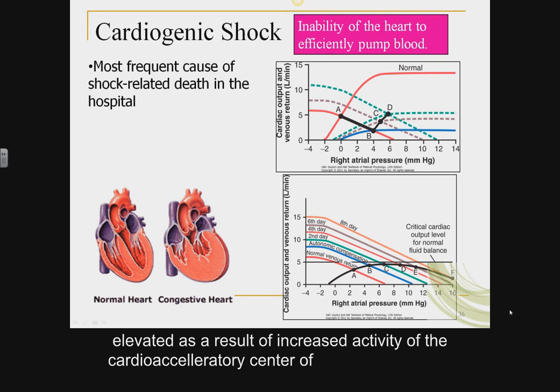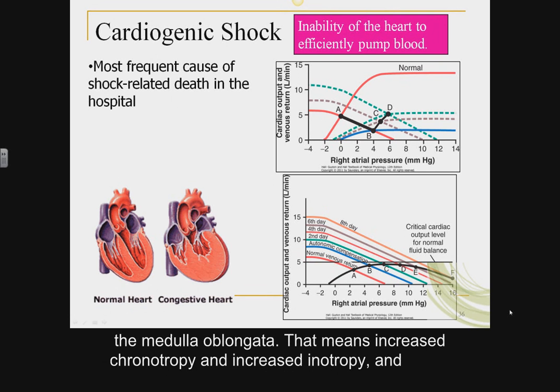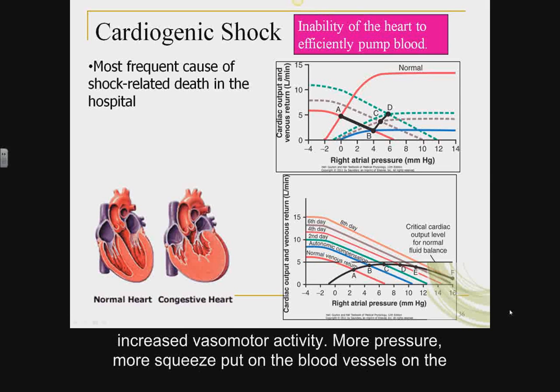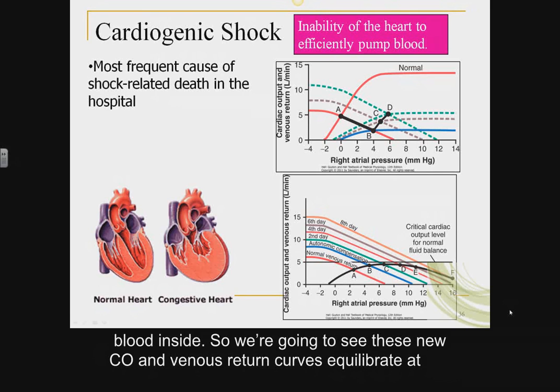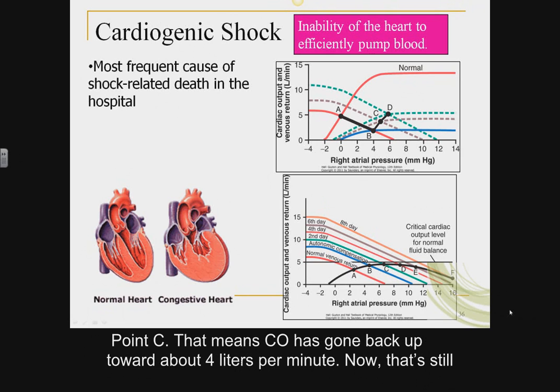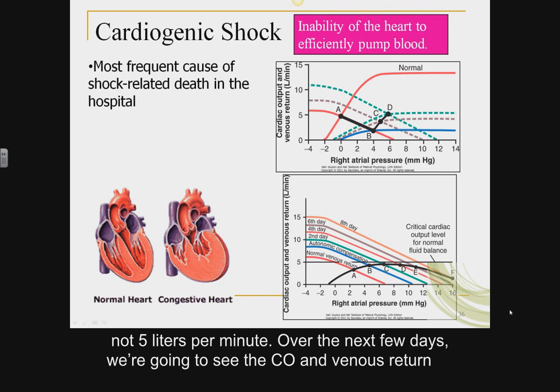Cardiac output and venous return, their curves are going to be elevated as a result of increased activity of the cardioacceleratory center of the medulla oblongata. That means increased chronotropy and inotropy and increased vasomotor activity. More pressure, more squeeze put on the blood vessels, on the blood inside. We're going to see these new cardiac and venous return curves equilibrate at point C. That means cardiac output has gone back up toward about 4 liters per minute.